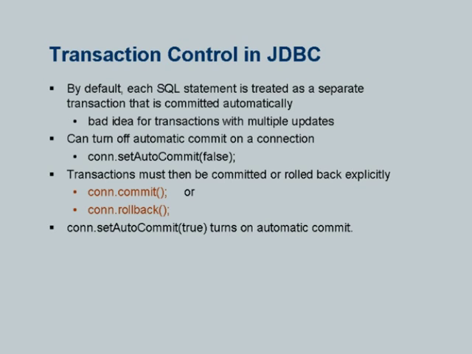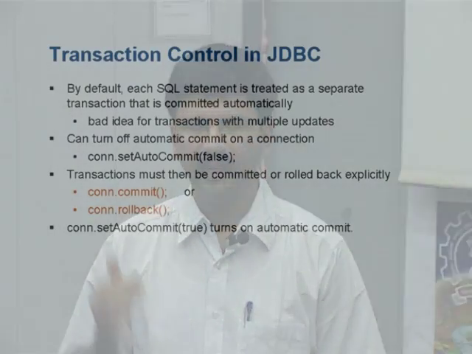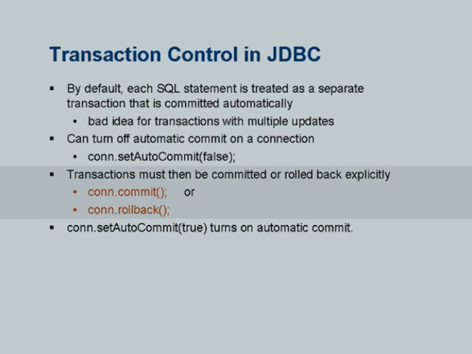From JDBC, how do I do it? The first step is to say connection dot set auto commit false. So once I set auto commit false, SQL statements are not committed automatically. Instead, the subsequent SQL statements after this are all treated as part of one single transaction. So I can run 2, 3, how many ever SQL statements I want, and then I have to say either connection dot commit or connection dot rollback, and whatever is appropriate is done.